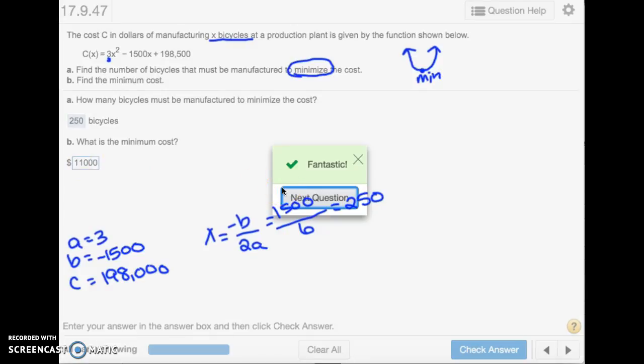So hopefully this helps you with solving your questions. Again, we're working with minimums and maximums. We're looking for the vertex and answering those questions about the graph.